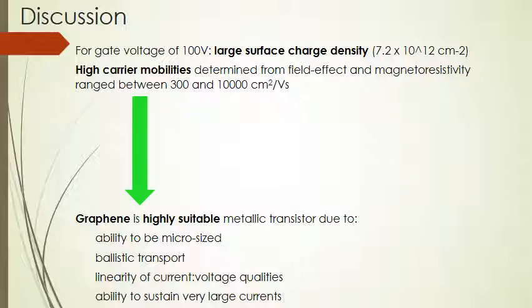In discussion, like we talked about earlier, the large surface charge density and the high carrier mobilities make graphene a highly suitable material to perform as a metallic transistor. Also due to its ability to be micro-sized, its ballistic transport, and its linearity of current voltage qualities, and even further, its ability to sustain very large currents, graphene is highly suitable for applications in electronics.